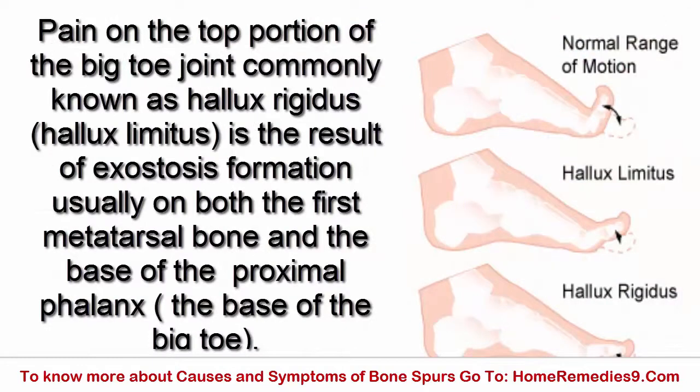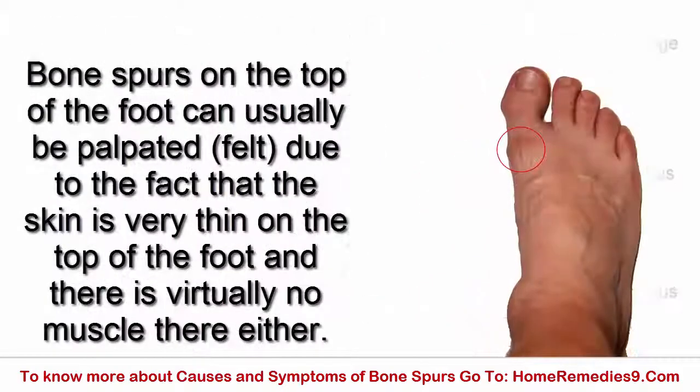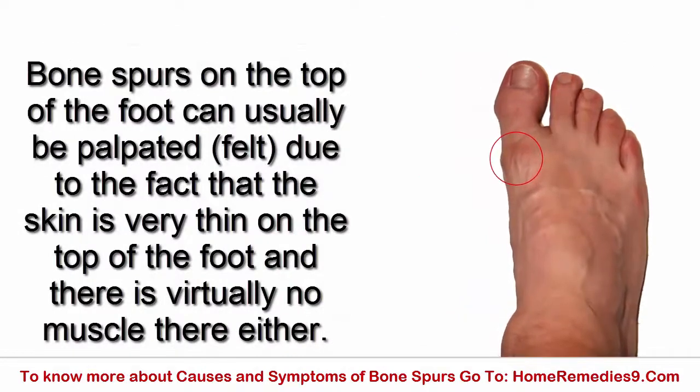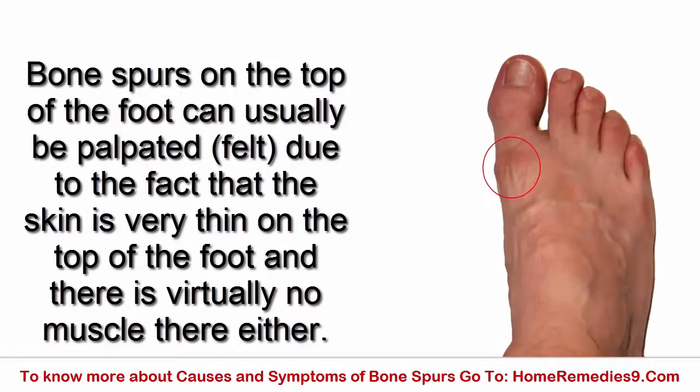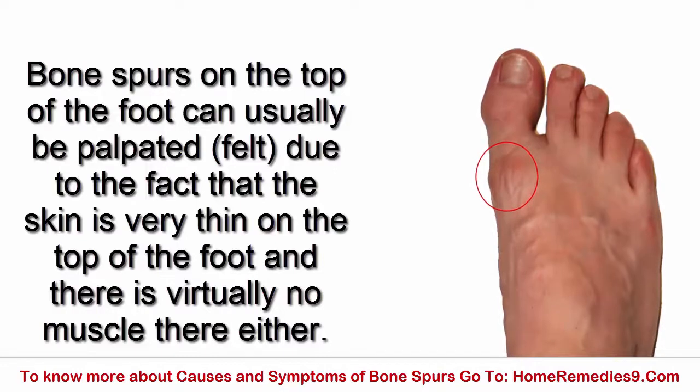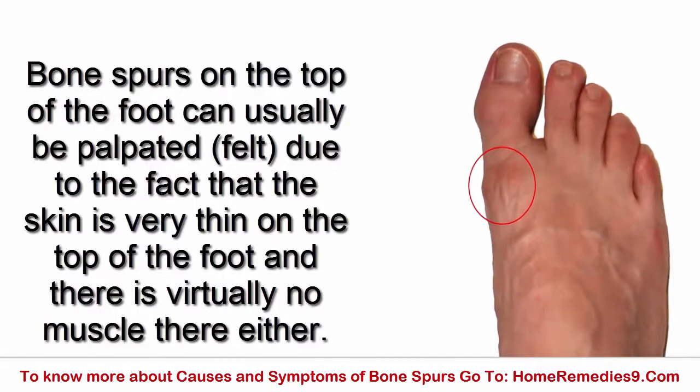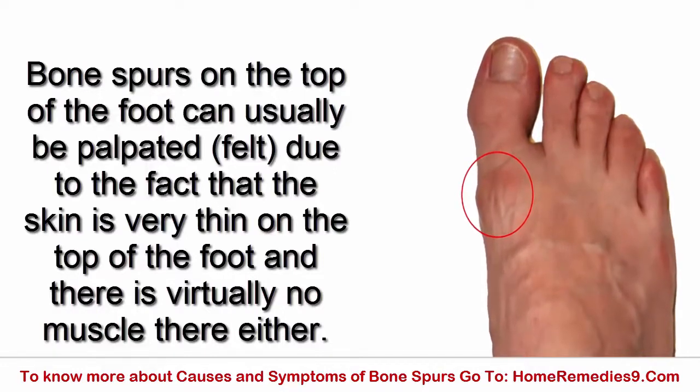Pain on the top portion of the big toe joint, commonly known as hallux rigidus or hallux limitus, is the result of exostosis formation, usually on both the first metatarsal bone and the base of the proximal phalanx, the base of the big toe. Bone spurs on the top of the foot can usually be palpated, or felt, because the skin is very thin on the top of the foot, and there is virtually no muscle there either.